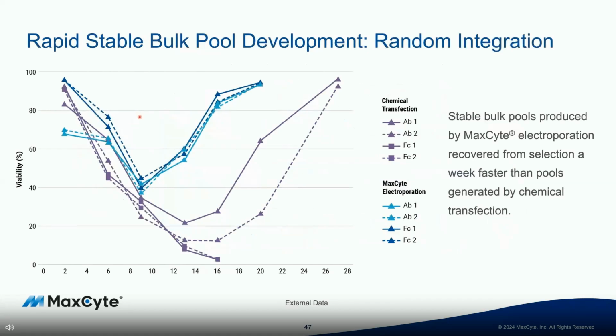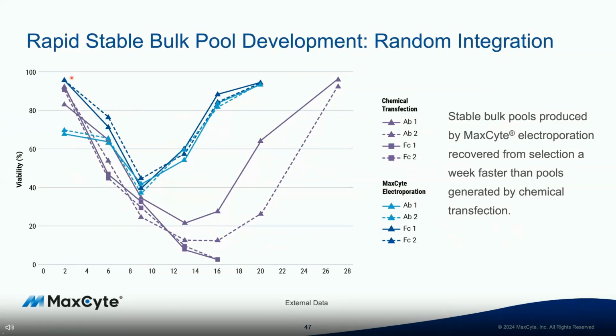So this is an example of rapid bulk pool development using a random integration method. Cells are transfected and then selected with an antibiotic selection. In blue, you see MaxCyte electroporation with 4 different antibody constructs, compared to, in purple, chemical transfection with the same 4 constructs.